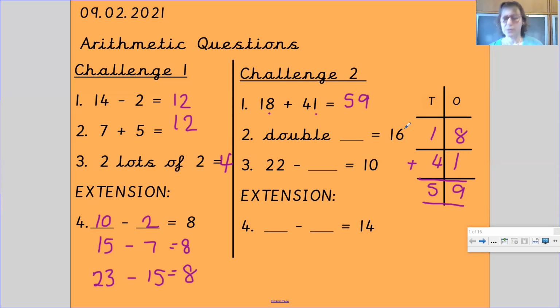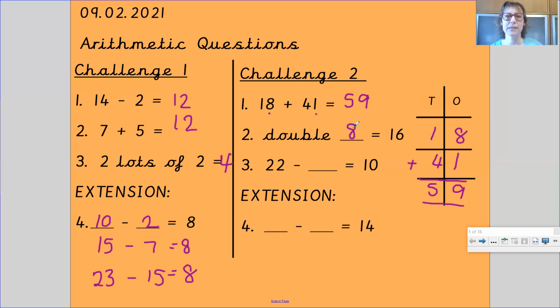Double something equals 16. So counting in twos till I get to 16. 2, 4, 6, 8, 10, 12, 14, 16. Gives me 8. So double 8 is 16. So 8 add 8 is 16.